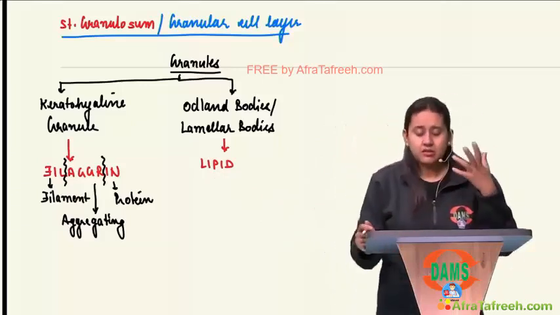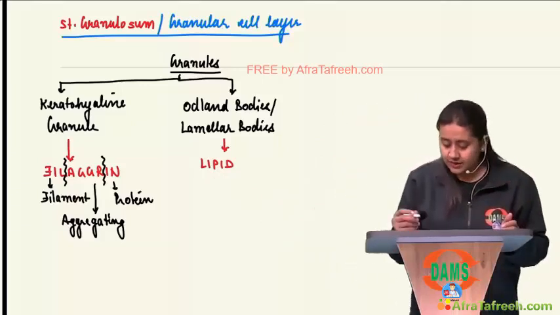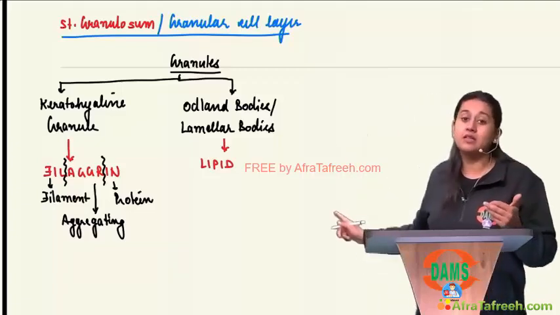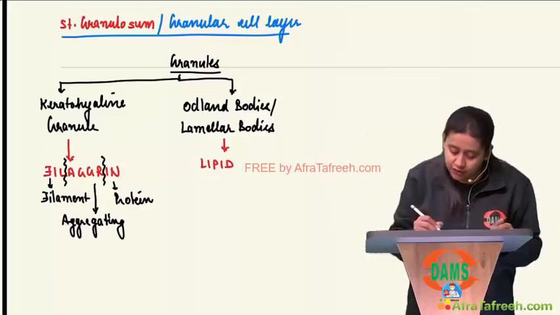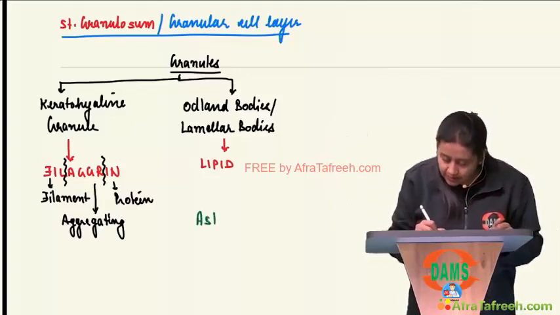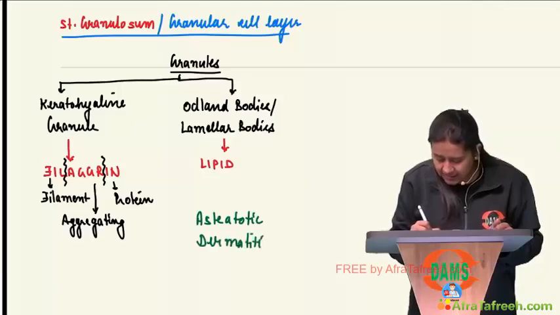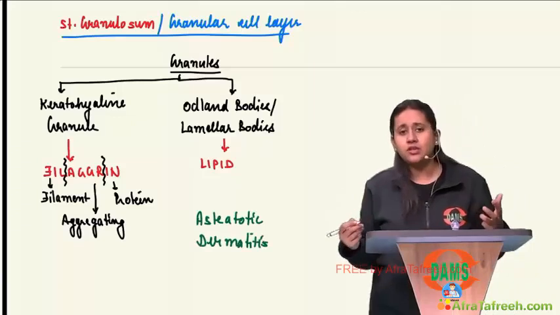Now, something applied I wanted to discuss here: what are the diseases you get when there is a decrease in the amount of Odland bodies? The disease you get is steatotic dermatitis, very common in the elderly.